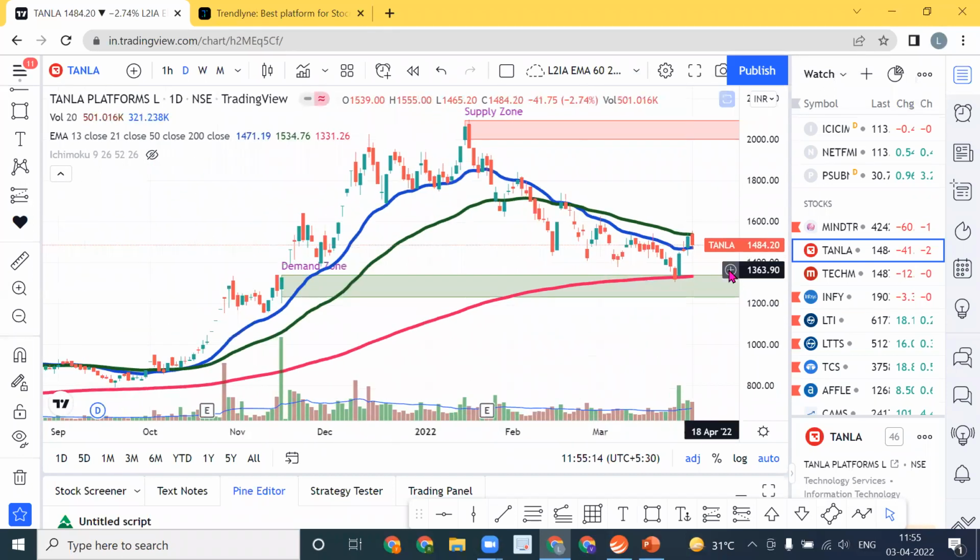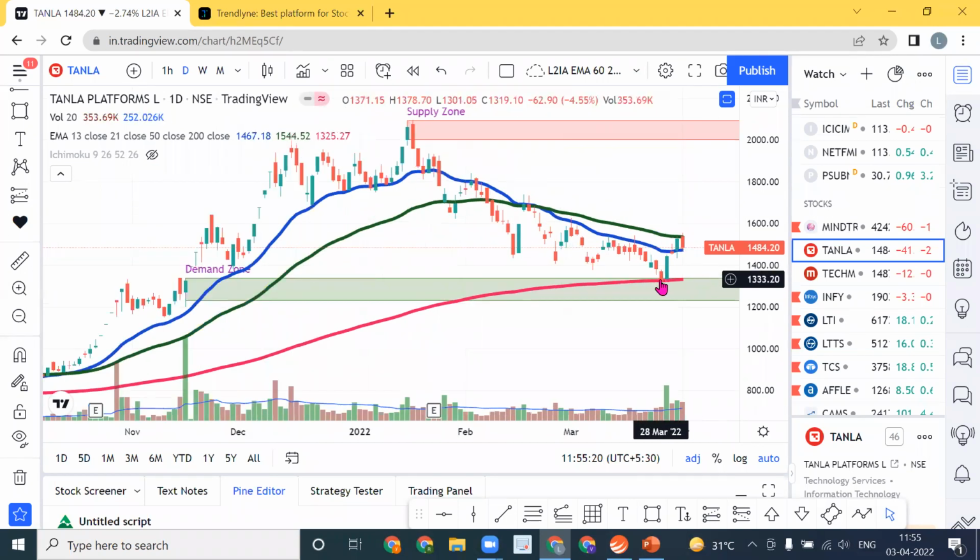so you can see here Tanla has actually come to this level, some few days back. 4 days back or 5 days back, it has come to this level. So at this level, if you feel, you can enter Tanla.